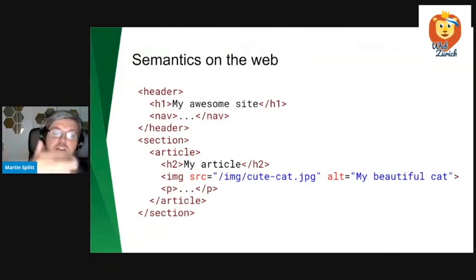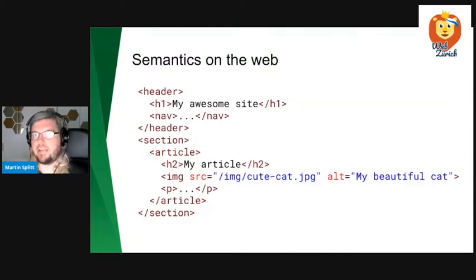And then there is a section. In this section is an article, which is a coherent block of information that has its own subheading. And then there's an image. The image even has an alt attribute, which allows people who are non-seeing to understand what this image potentially portrays. And then we have some text markup, and that's it.